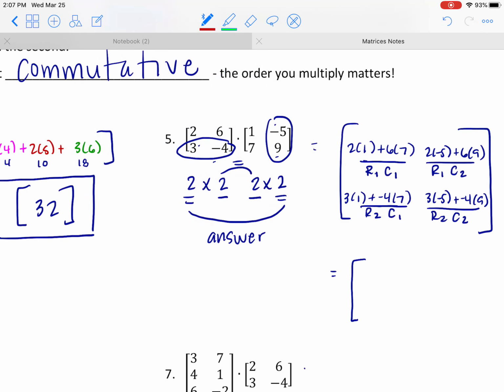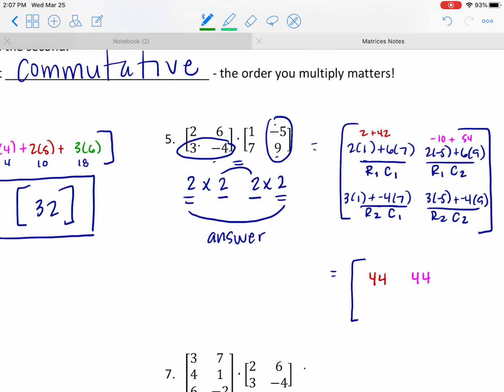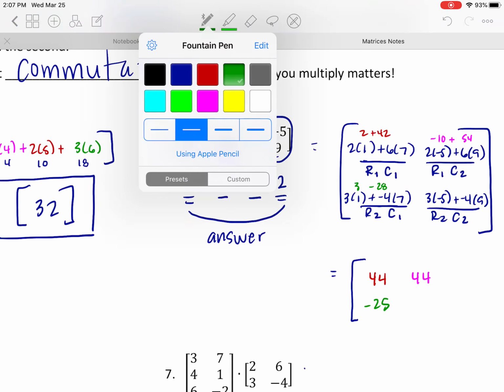So we have 2 times 1 is 2, 6 times 7 is 42, 2 plus the 42 gives me 44 here. And then I have, let's see, negative 10, and this is 54, so 54 minus the 10 gives me 44 again. And then we've got, let's see, this is 3, and this is negative 28. 3 minus 28 is going to be a negative 25 in that spot.